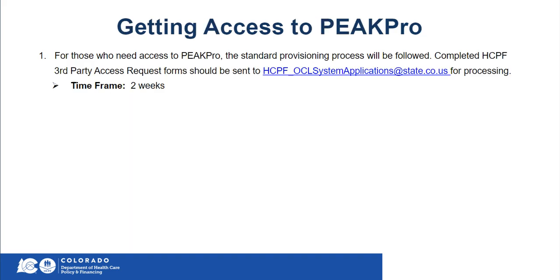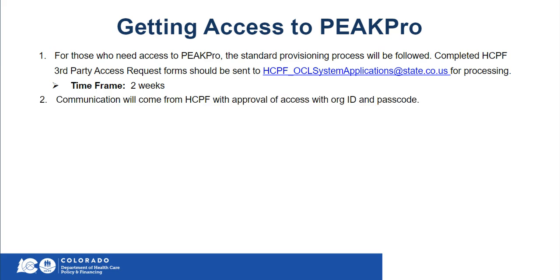For those who need access to PEAKPro, the standard provisioning process will be followed. Complete a HCPF third-party access request form and send it to HCPF OCL System Applications for processing. The time frame for this step is 2 weeks. Communication regarding approval of access to HCPF will be sent with an org ID and passcode.